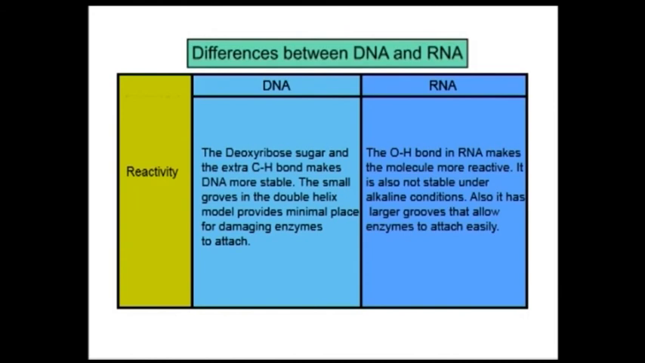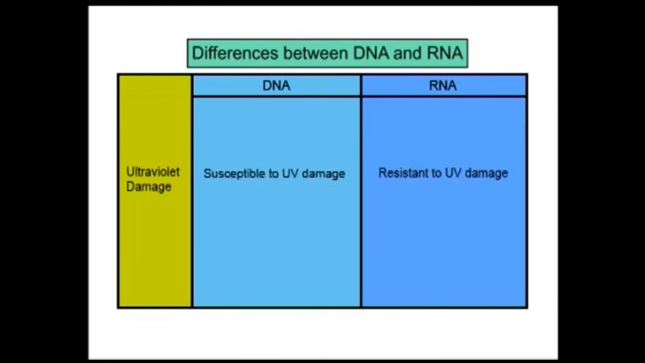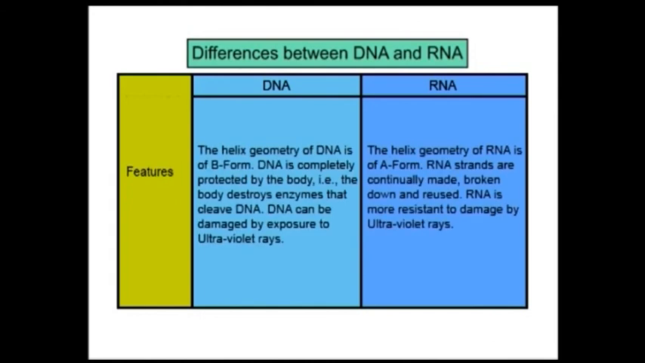The OH bond in RNA makes the molecule more reactive. It is also not stable under alkaline conditions. Also, it has larger grooves that allow enzymes to attach easily. DNA is more susceptible to UV damage, whereas RNA is resistant to UV damage. The helix geometry of DNA is of B form.